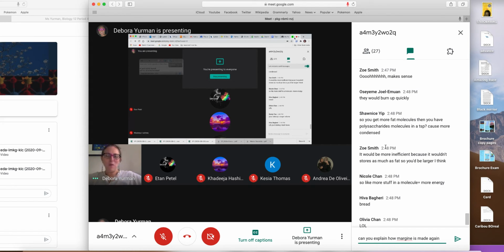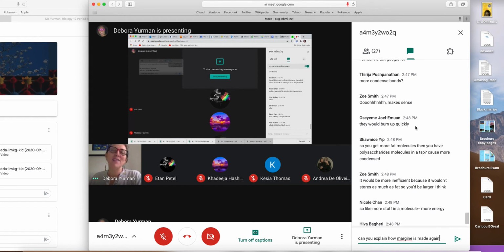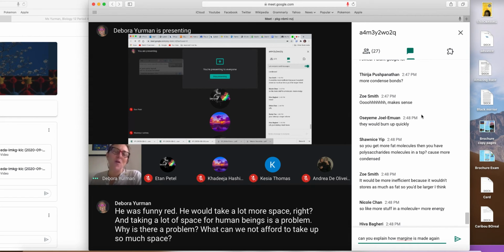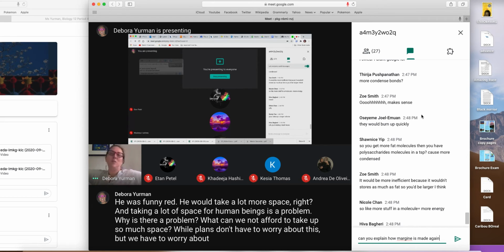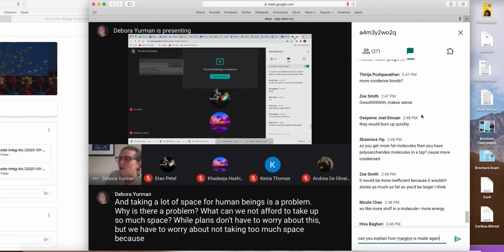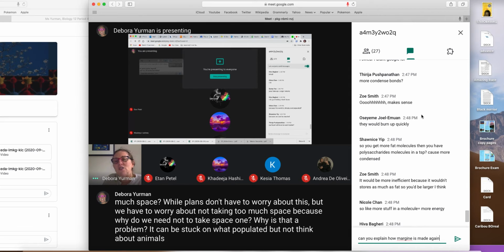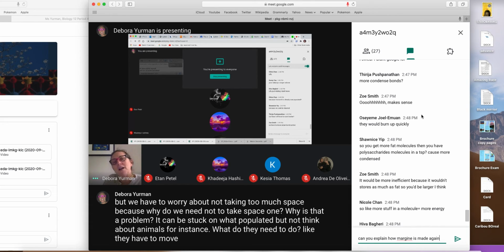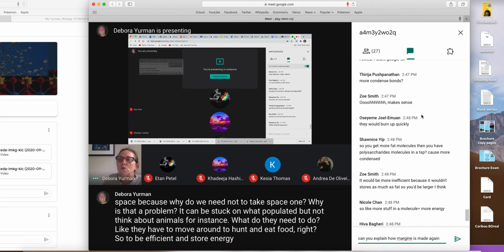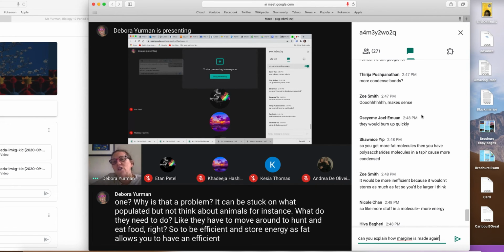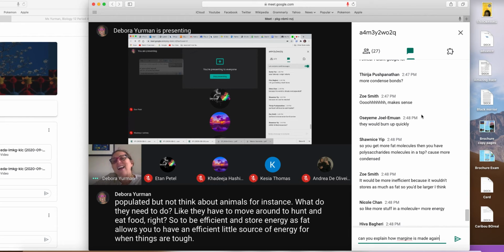And taking a lot of space for human beings is a problem. Why is that a problem? Why can we not afford to take up so much space? Plants don't have to worry about this, but we do. Think about animals, for instance. What do they need to do? They have to move around to hunt and eat food, right? So storing energy as fat allows you to have an efficient little source of energy for when things are tough. Exactly.